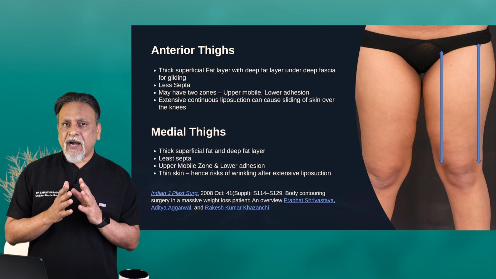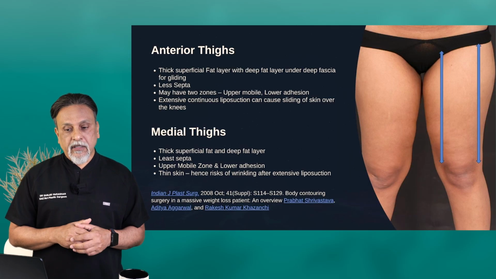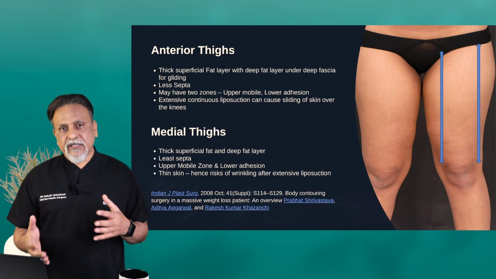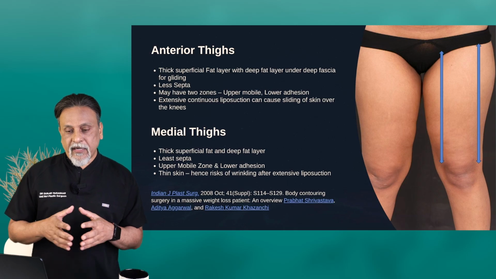So look at different parts of the thigh. You need to divide the thigh into anterior, medial, lateral and posterior thigh. And it's an empirical division, there's no anatomical landmark, but for you to understand the differences, it's important to divide this.